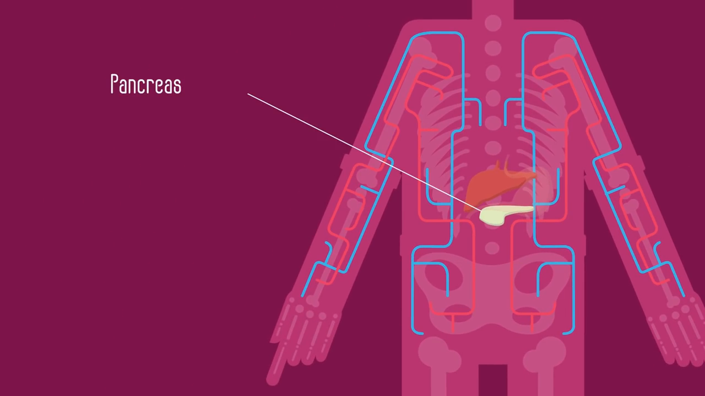So to review, insulin and glucagon are two hormones released by the pancreas which act on the liver to regulate our blood glucose level.